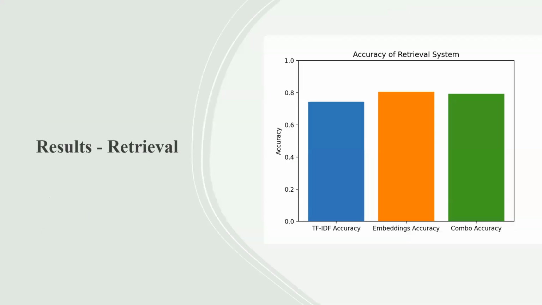This slide just describes our different evaluations for the retrieval methods we tried. We used TF-IDF, pre-trained embeddings, and then a combination between the two. And the evaluation that you're seeing here is using the Stanford question and answer data set, where I measured the accuracy of retrieving the correct context for a given question.